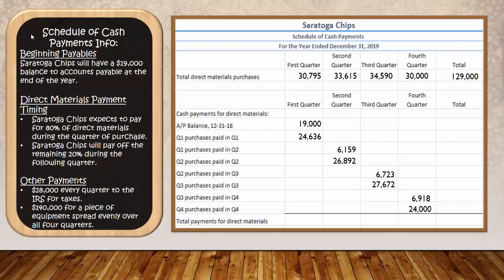In total, we need to figure out what our total payments for direct materials were during each quarter. So for the first quarter, it is paying off the beginning accounts payable balance that we had, plus the amount of our first quarter purchases that we actually paid for in Q1. $19,000 plus $24,636 equals $43,636.